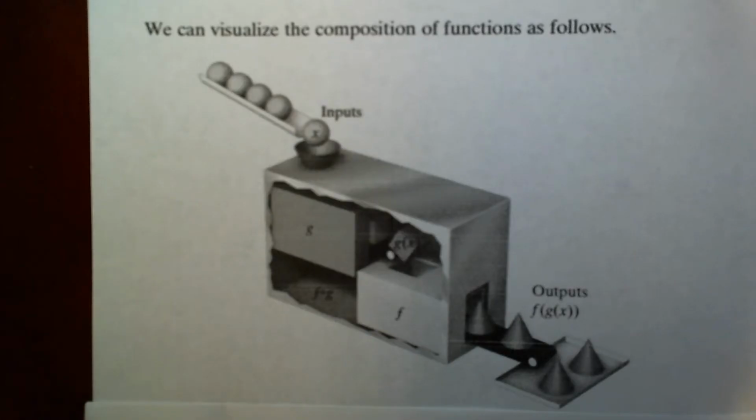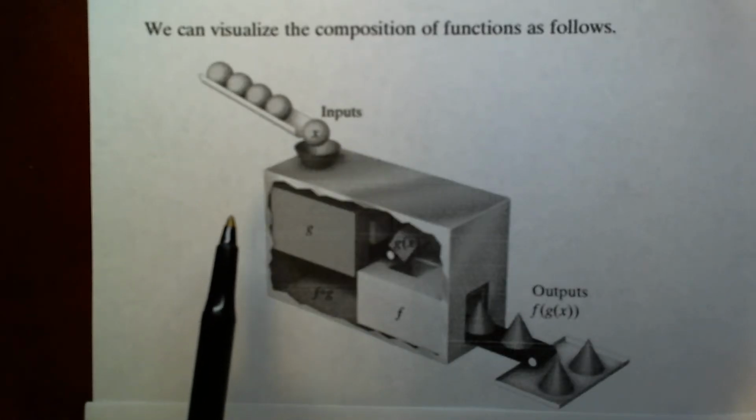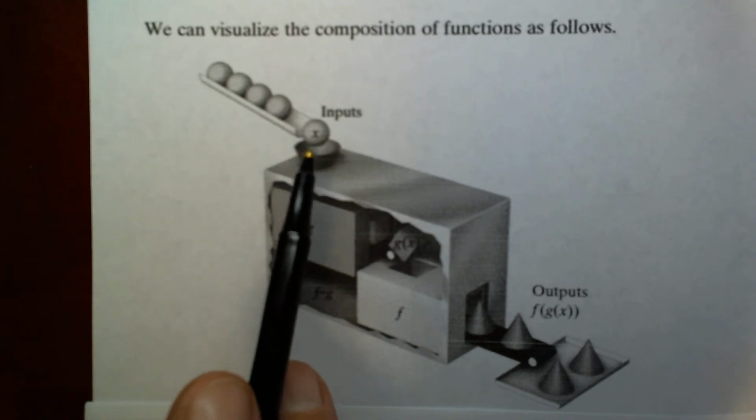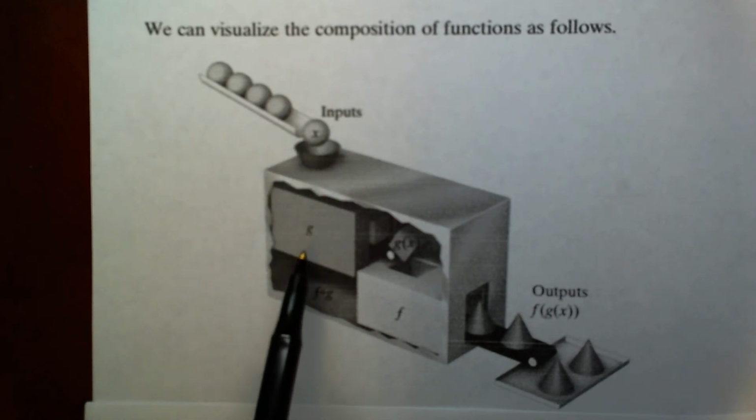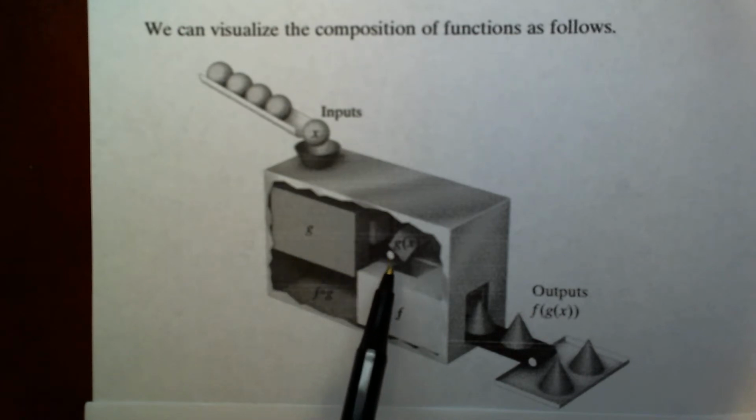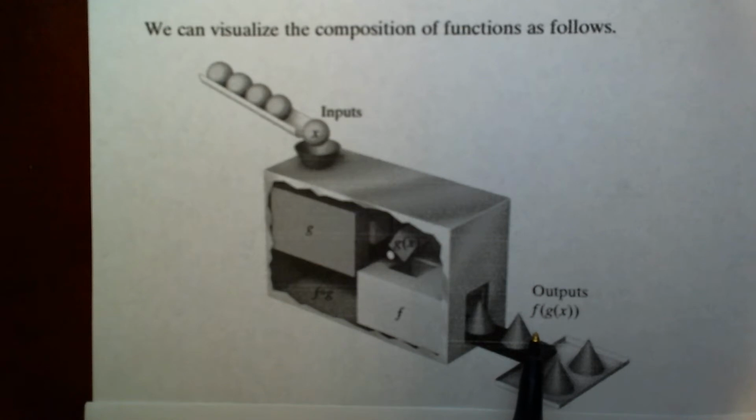So here's a visualization of the composition of functions. So here are the inputs x, and here's our function g, like a machine, and out comes g of x, and that output is the input for the function f. In other words, now the output is f of g of x, since g of x is the input for f.